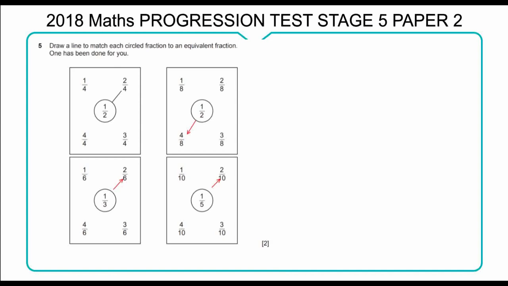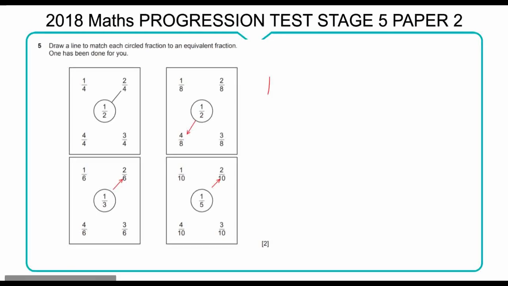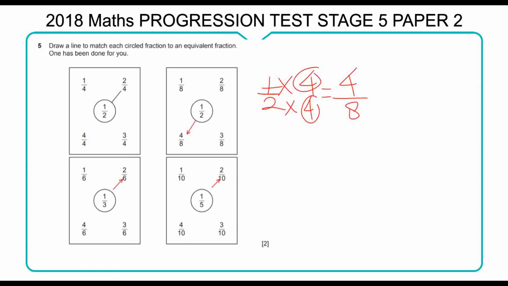So here is how it works. 1 over 2 to 4 over 8 for this one. Actually, 1 over 2 go to 4 over 8. What we have to do is we times this one with 4, we times this with 4. So for a fraction, we can times the top and bottom with the same number to make an equivalent fraction. So that's how we got 4 over 8. So this one is correct.